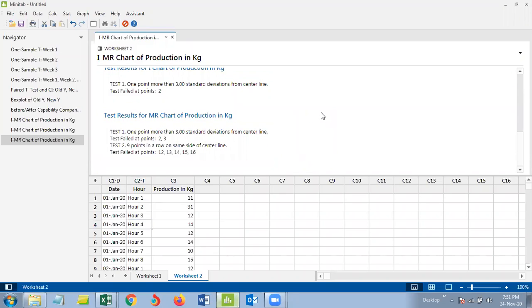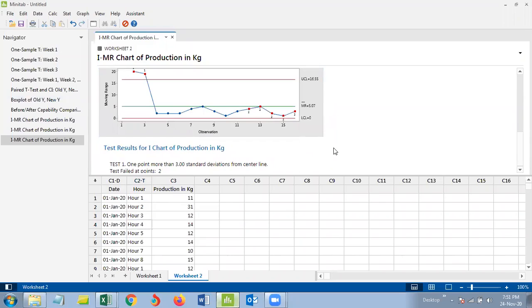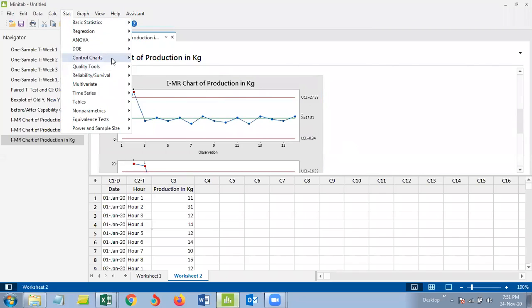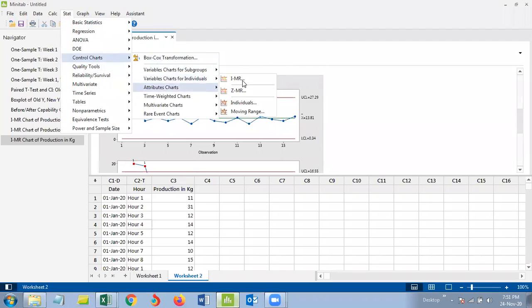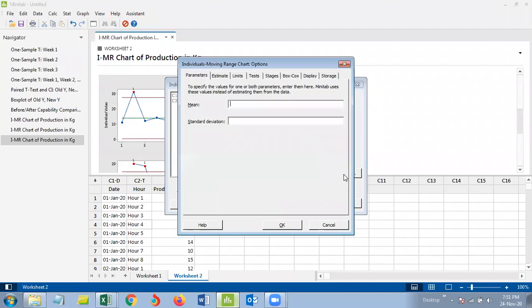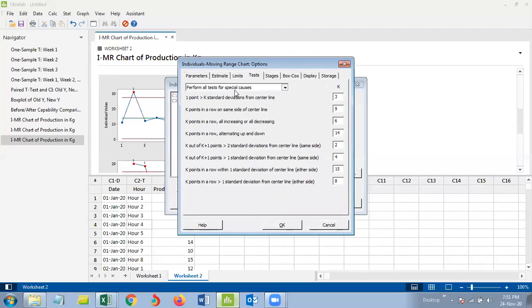These rules you don't have to remember, but yes, when you perform the test, these are standard rules. You should know, but just keep this basic thing in mind. Whenever you're doing this test, go to control charts, individual charts, IMR options, or for that matter, any other chart you do. You'll always have this option tab, test. Always select this, perform all special causes. That's what you need to do.